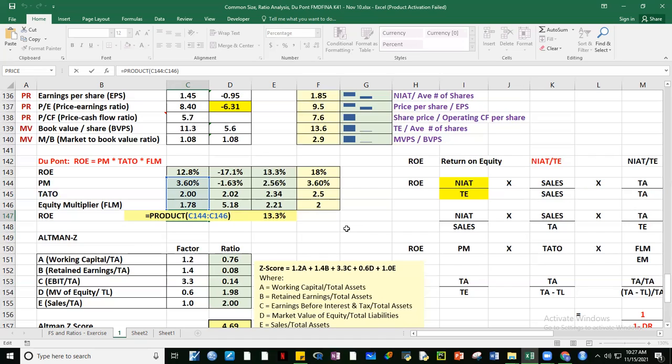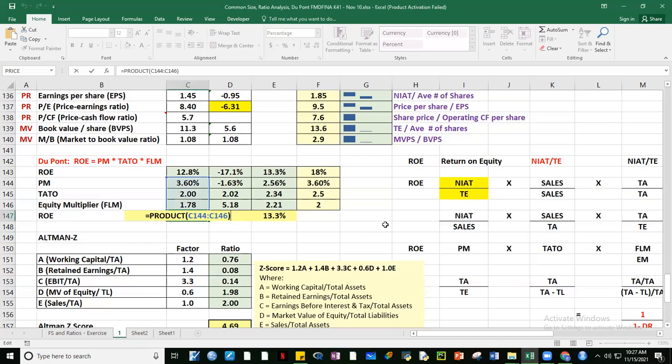Okay, I'd like to ask, guys, please chat if our DuPont is clear so far. Any question? Thank you. Okay, very good. Thank you so much, guys. Okay, so far we have no questions.